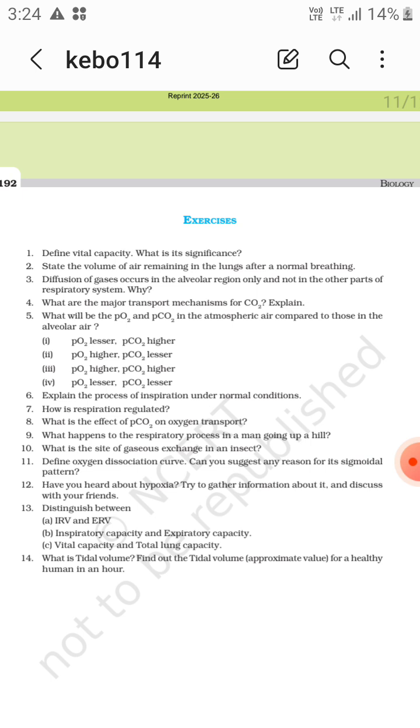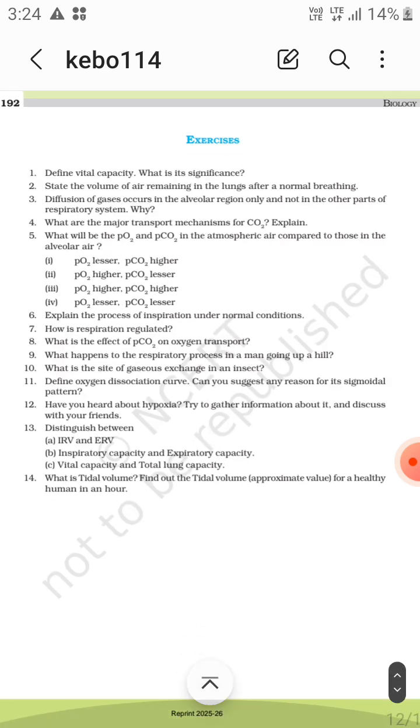So after forcible expiration, the maximum amount of air that can be inspired is known as the vital capacity. And total lung capacity involves everything, that is inspiratory capacity, expiratory capacity, FRC, functional residual capacity, and then vital capacity. So this is all included.